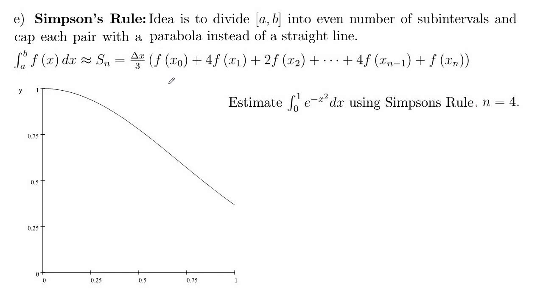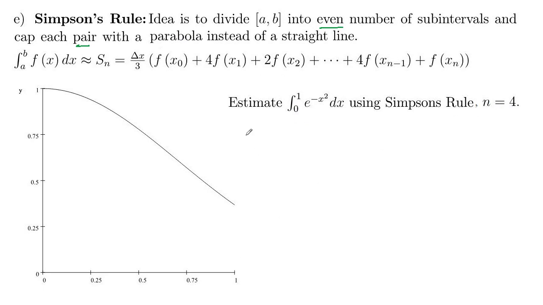So next we want to use Simpson's rule to approximate our integral from 0 to 1 of e to the negative x squared. With Simpson's rule, the idea is to divide your interval AB up into an even number of subintervals, and then you cap each pair of subintervals with a parabola instead of a straight line. So for example here, we want to estimate using Simpson's rule with n equal 4.